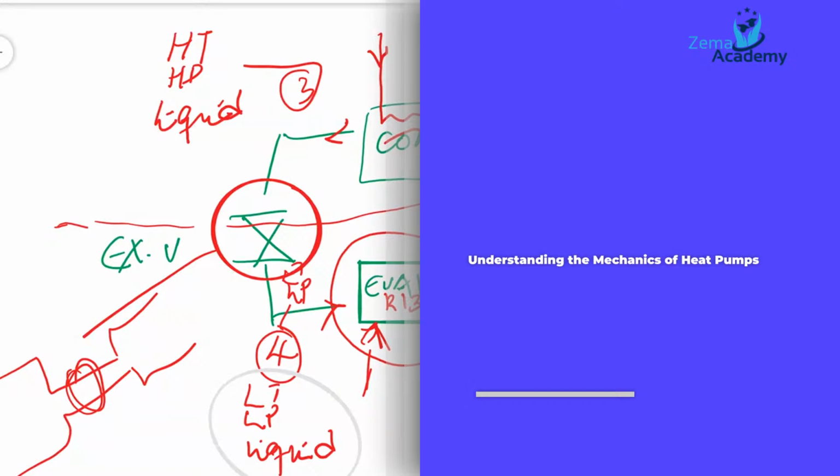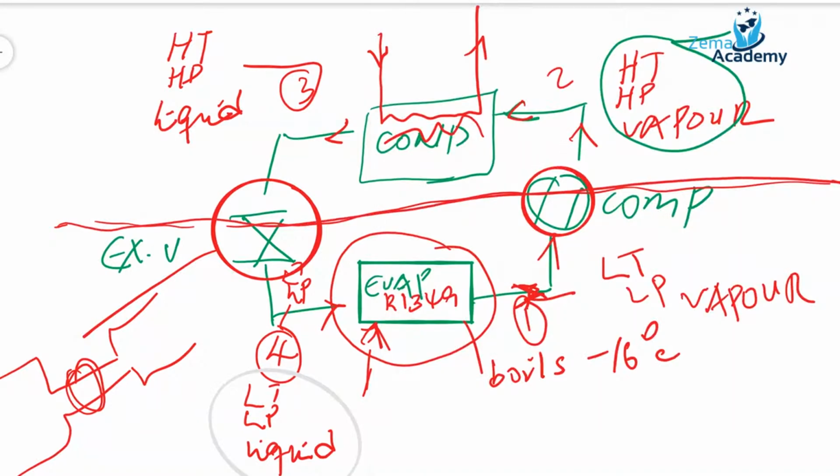So at the beginning, as I said, if you divide the circuit into two halves, anything below the line is low temperature and low pressure, and anything above the line is high temperature and high pressure. Okay, so you can divide the circuit into two. That is the basic principle of any vapor compression system.